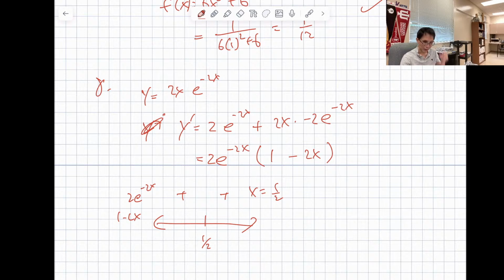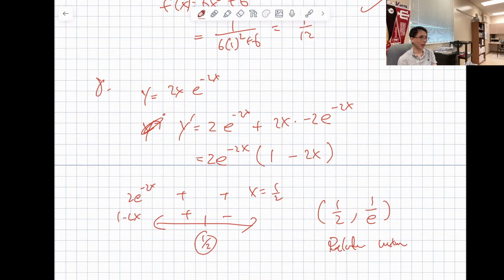So if it's 0, it's positive, then negative. So 1/2 is the x-value, and the 1 over e is your relative maximum. I'm okay if you don't have it. I should get 3 check marks here easily.